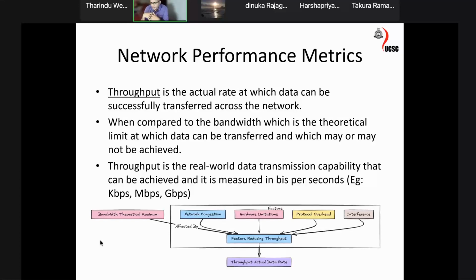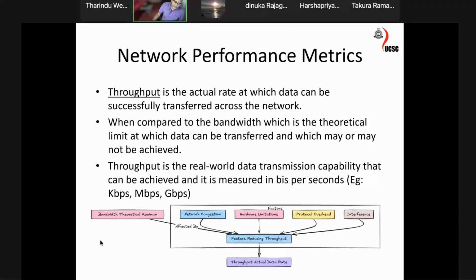Throughput is the real-world data transmission capability that can be achieved, and it is measured in bits per second. Similarly, when you are measuring bandwidth, it's in kilobytes or bytes per second. Throughput is measured in the same way.